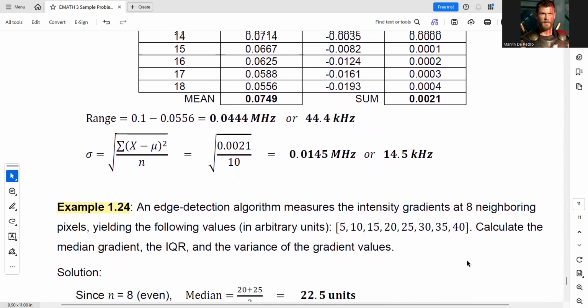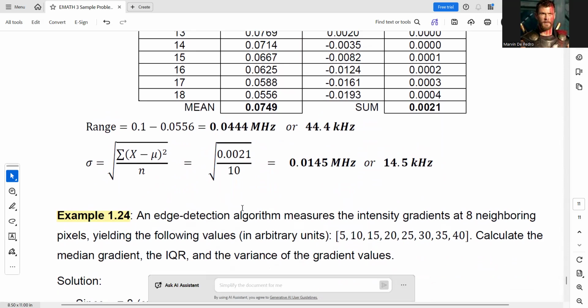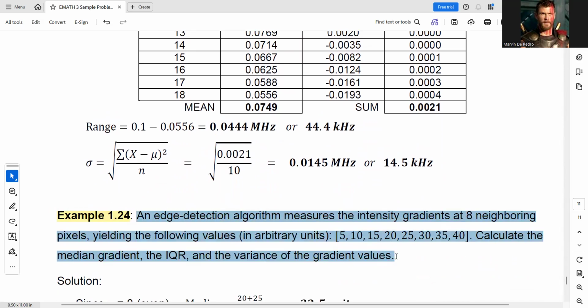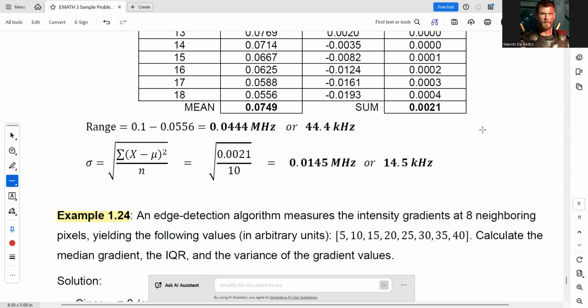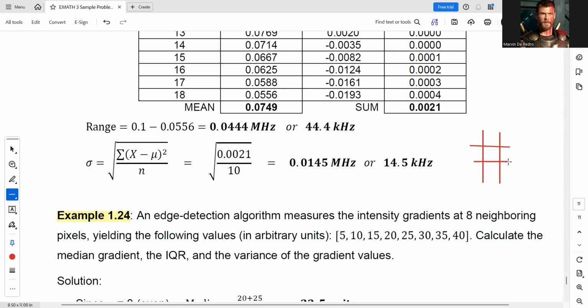And now we have the third example. It says, an edge detection algorithm measures the intensity gradients at 8 neighboring pixels, yielding the following values in arbitrary units. Let me illustrate. Suppose we have a matrix of 9 values, corresponding to 9 pixels. Okay, so 8 neighboring pixels.